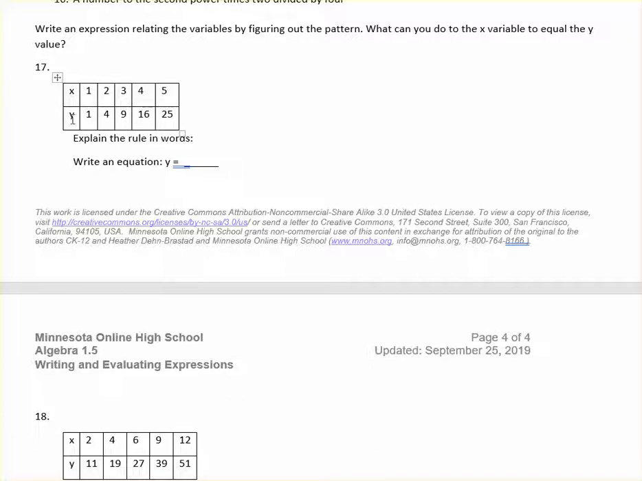I think it has an exponent. If I take 2 and then I raise it to a power, I will get 4. And if I take 3 and raise to that same power, so your rule in words might be raise the x value to the power of, and then you figure out what that is. And then the equation is going to be y equals x to the, and then you figure out what power that is.